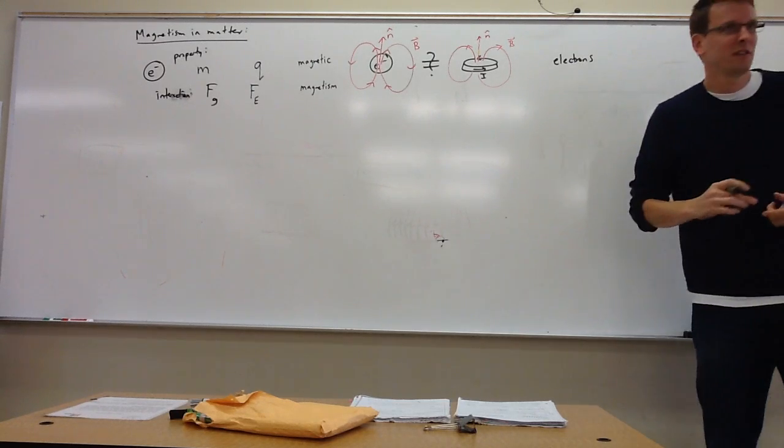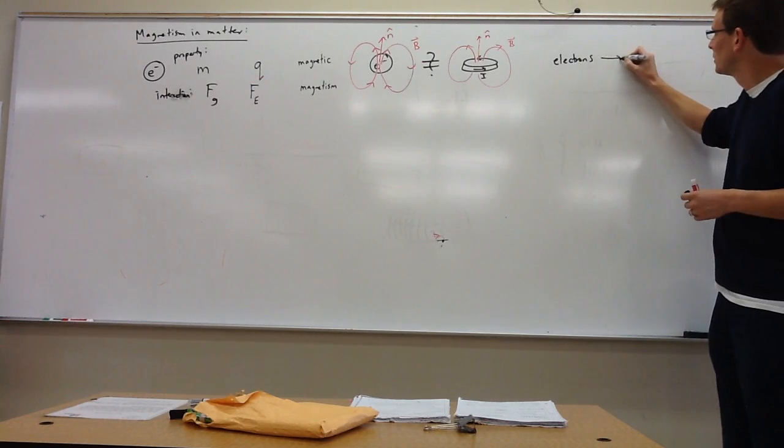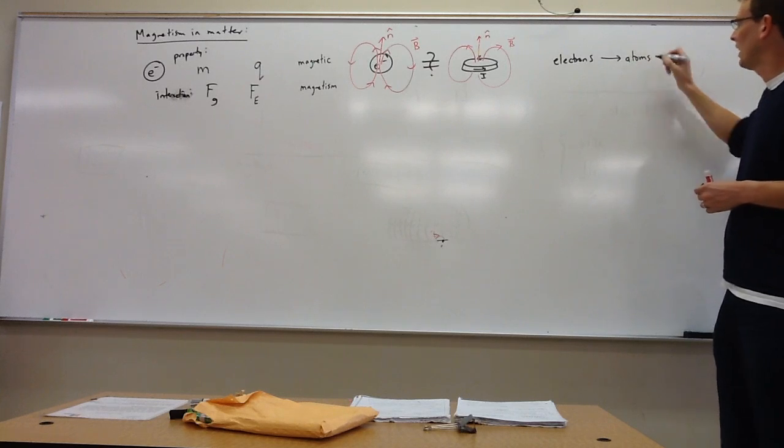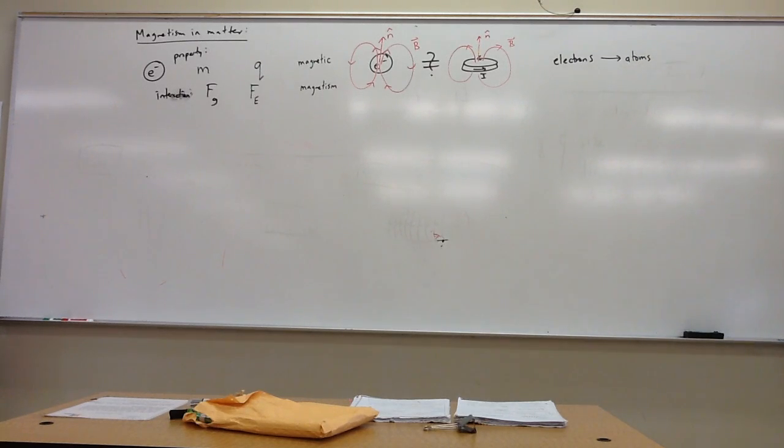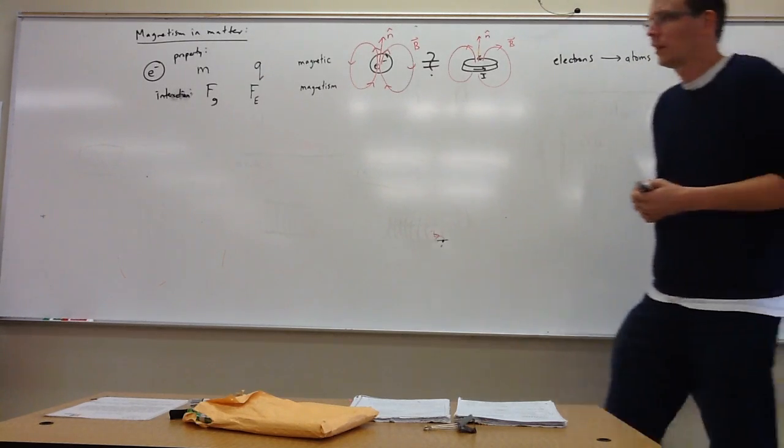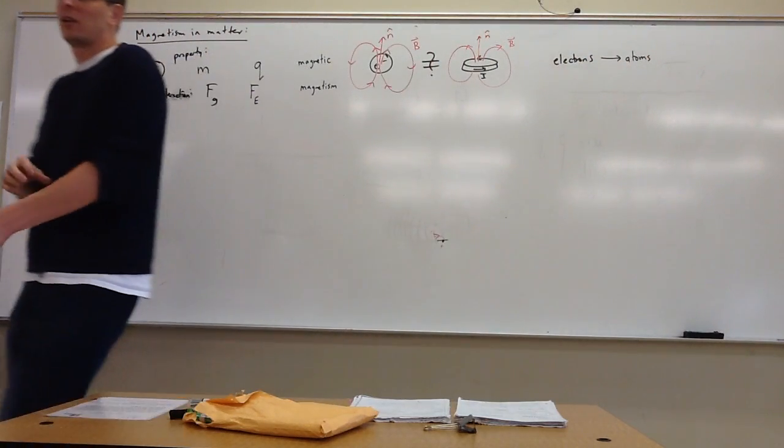Well, electrons are in atoms. So let's ask, does an atom have a magnetic field? Well, it depends. Here's why.